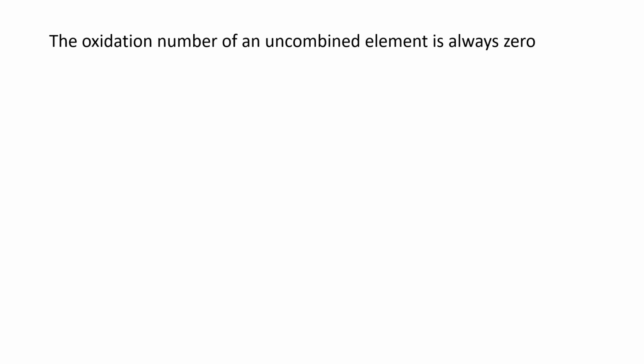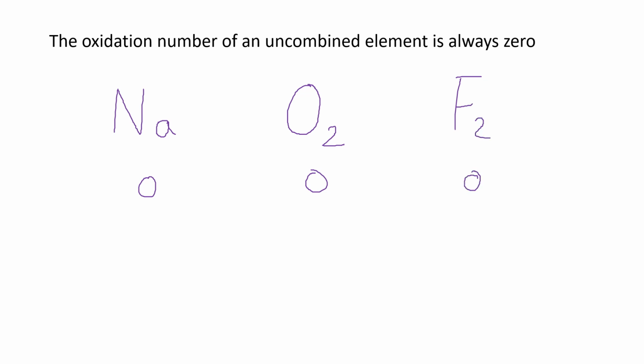So the first rule of assigning oxidation numbers is that the oxidation number of an uncombined element is always 0. So for instance, if you had the element sodium on its own, its oxidation number would be 0. If you had oxygen, O2, a bit more of a tricky one because you might say, well, the oxygen is combined to an oxygen. But what we mean is it's not combined to a different element. So its oxidation number would still be 0. If you have fluorine, the element fluorine, its oxidation number would be 0, even though it exists in pairs. So the oxidation number of an uncombined element is always 0.